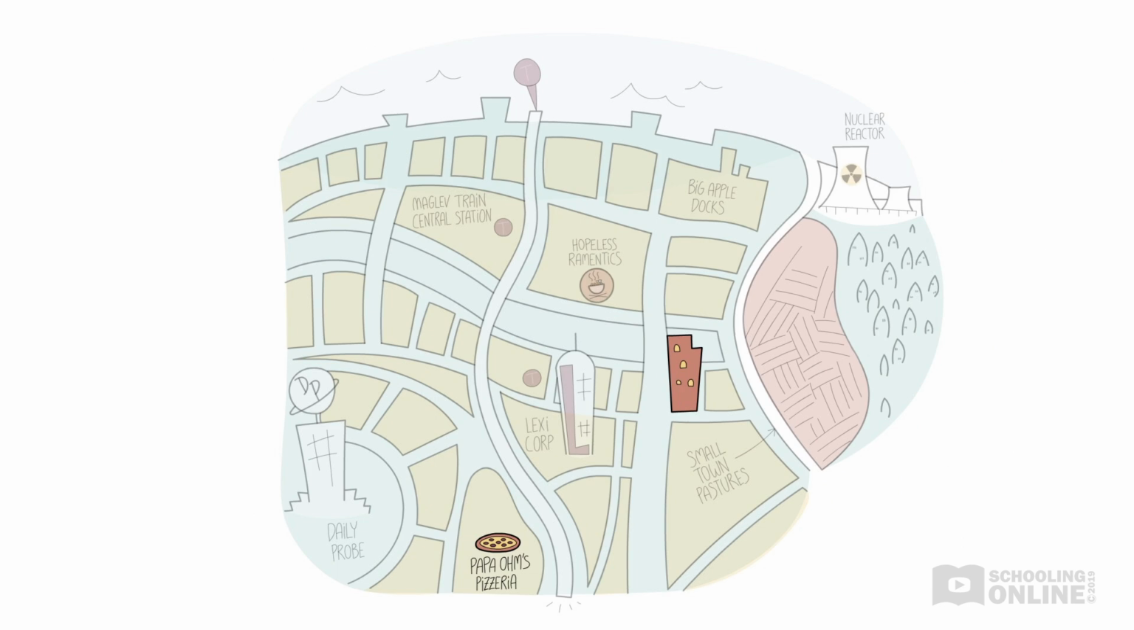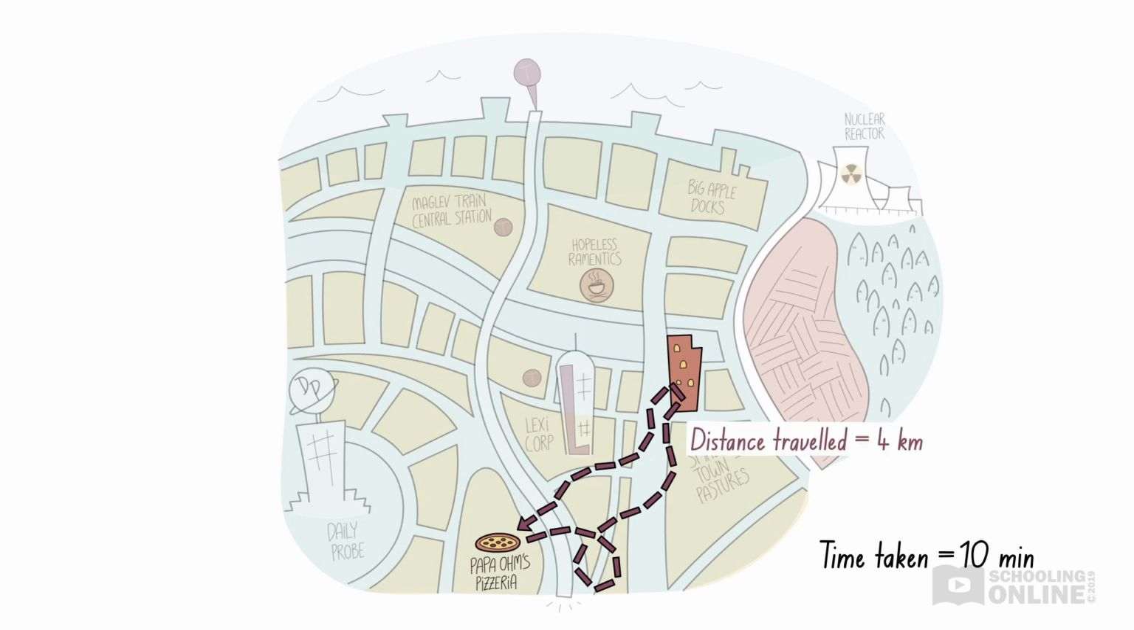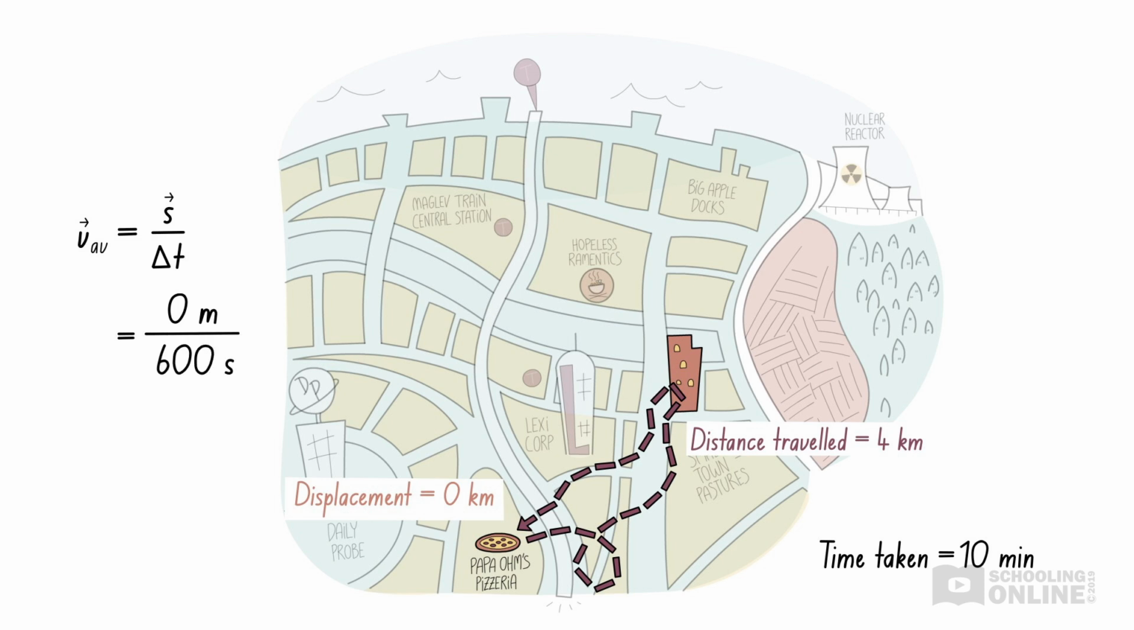Finally, consider a pizza delivery service. The delivery person drives to your place, drops off the pizza, then drives back to the restaurant. All up, it might take them 10 minutes for a 4-kilometre round trip. But since they return to their starting position, their displacement is 0. Therefore, the delivery person's average velocity is 0 metres divided by 10 minutes or 600 seconds, which is 0 metres per second. This illustrates our final point. If an object returns to its starting position, then its average velocity is 0.